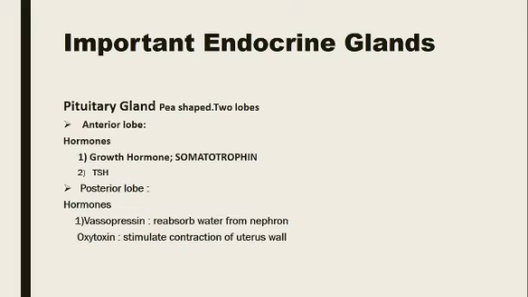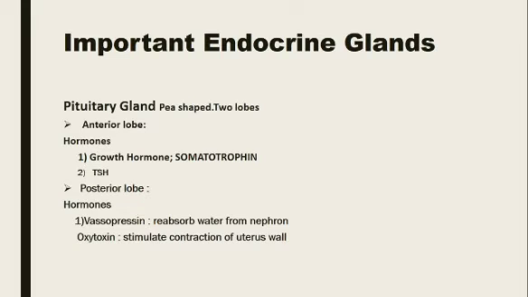Similarly, thyroid stimulating hormone affects the thyroid gland, stimulates the thyroid gland and regulates its function. These two are the secretions of anterior lobe of pituitary gland. Next is posterior lobe. In this lobe, two hormones are released. One is vasopressin and other is oxytocin.